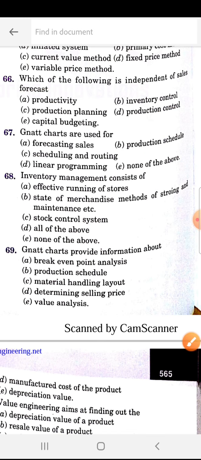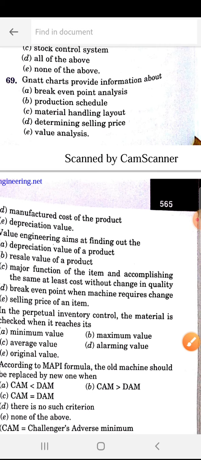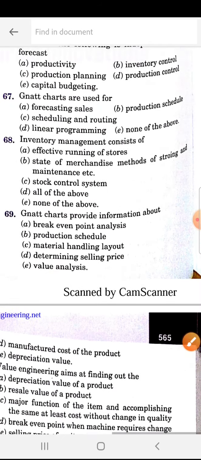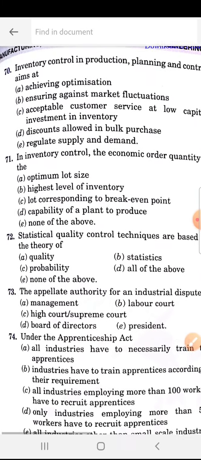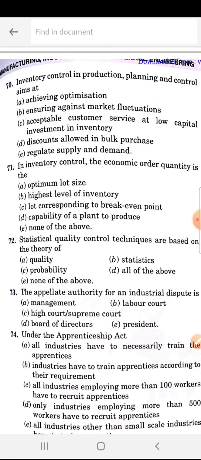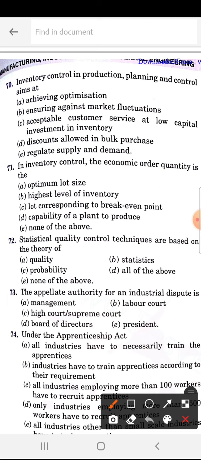Gantt charts provide information about production schedule. Many times this is asked, and it is very important. 69 is B. Next, 70. Inventory control in production planning and control aims at C, the acceptable customer service at low capital investment in the inventory system. So C is the correct statement.